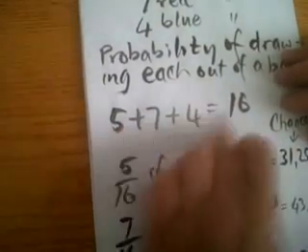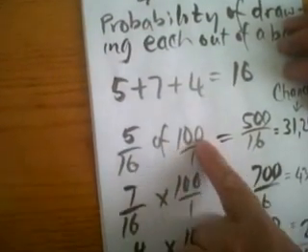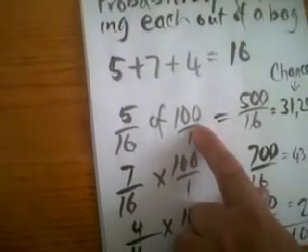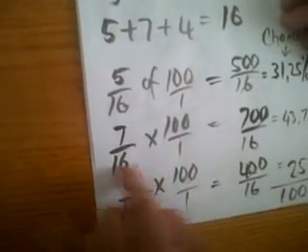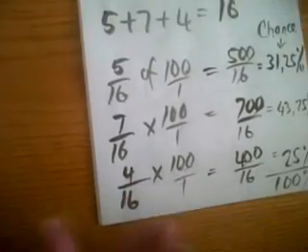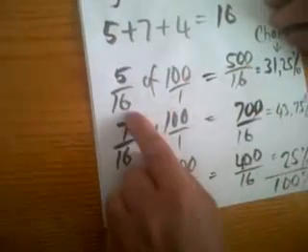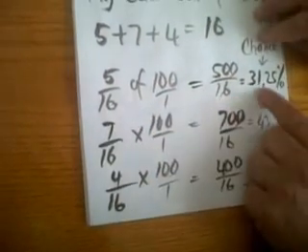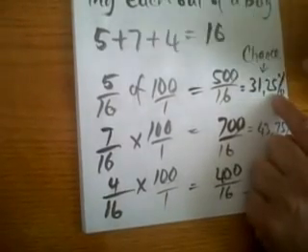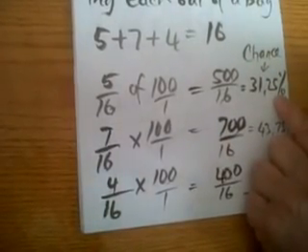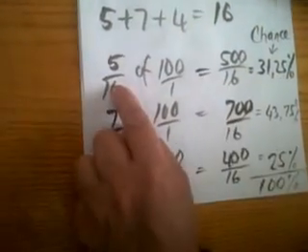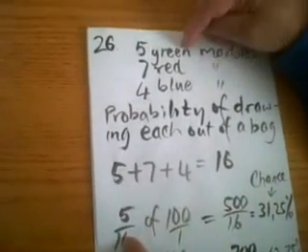So now you again do 5/16 of 100%, because you're going to work out the percentage now, because you're dealing with probability. And then 7/16 of 100, and then 4/16 of 100, and you do it in the calculator. 5 times 100 is 500 divided by 16 is 31.25. That's the chance of pulling it out. It's less than 50% chance to pull out a green marble, because that was 5.